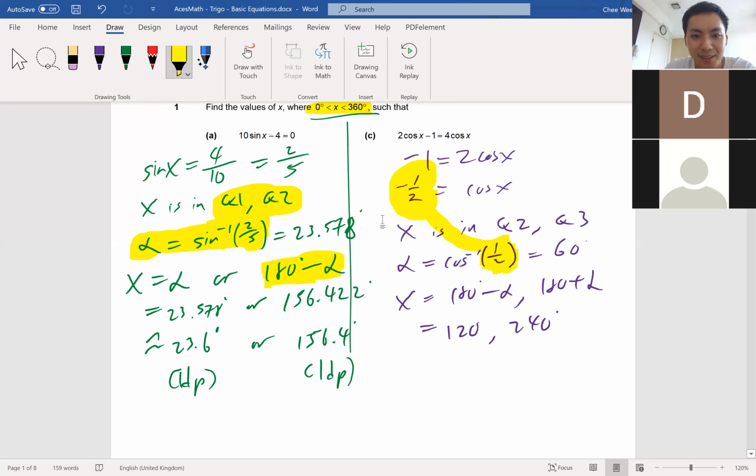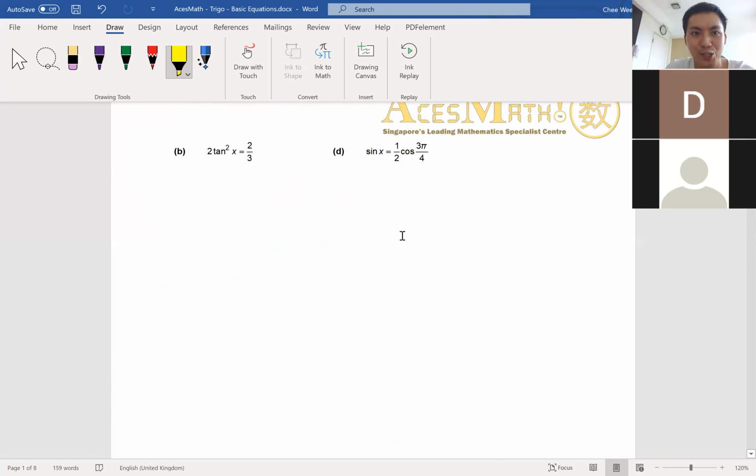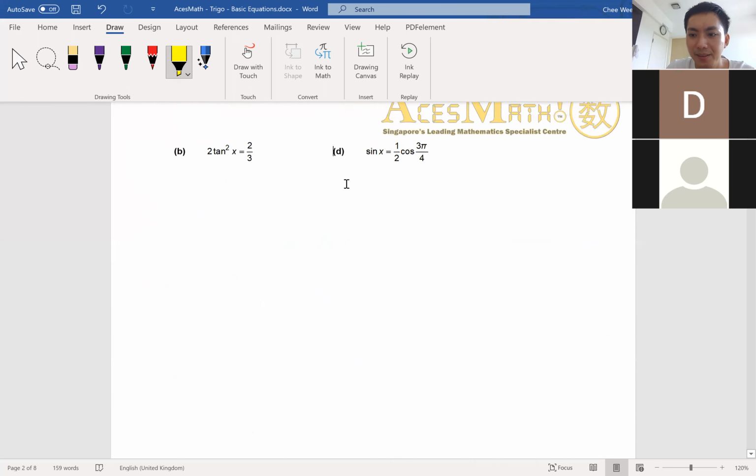No? Okay. So we aim to spend half an hour or plus on this worksheet before we move on to the advanced one. Okay. So Pavan, why don't you try part B?